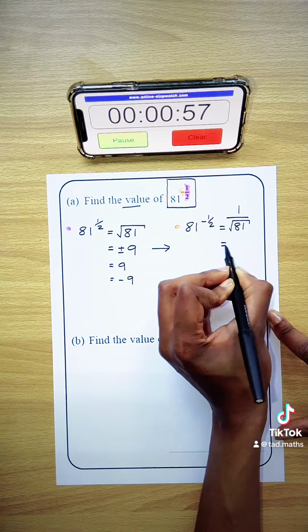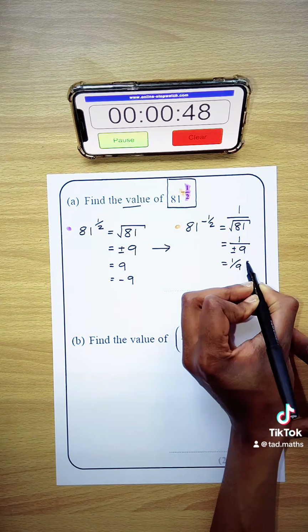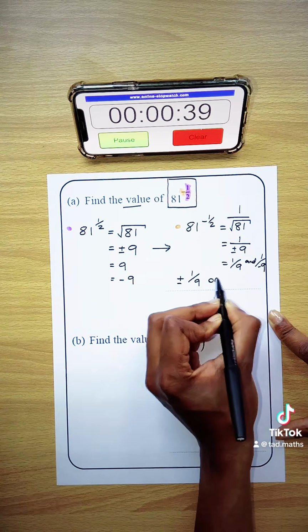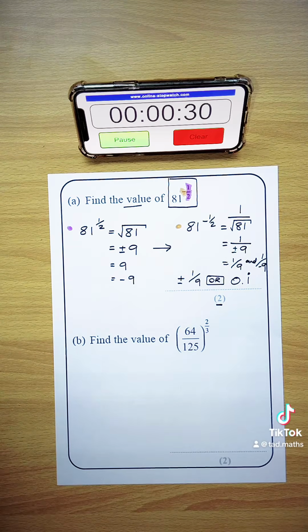So 81 to the power of negative a half is 1 over root 81, which is 1 over positive or negative 9. 1 mark for writing 1 over positive or negative 9, you need both. Another mark for showing that you took the square root or that you showed the reciprocal.